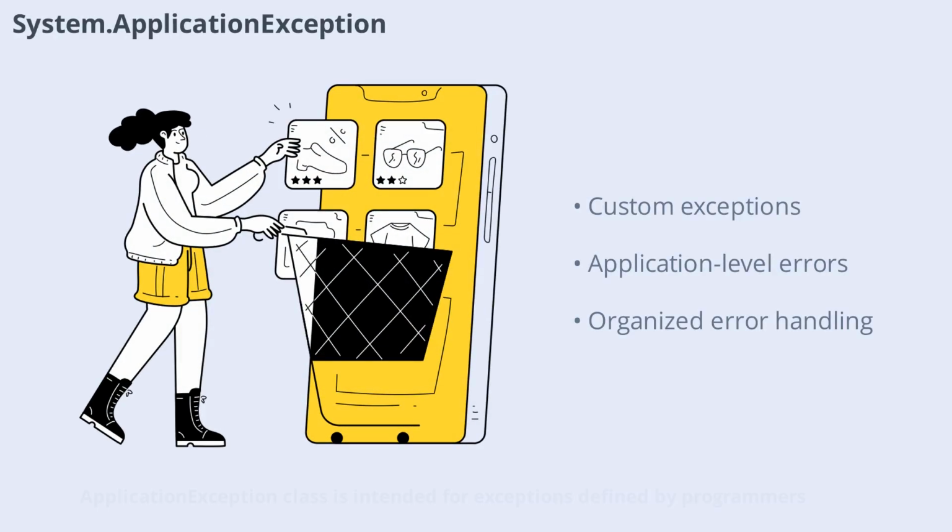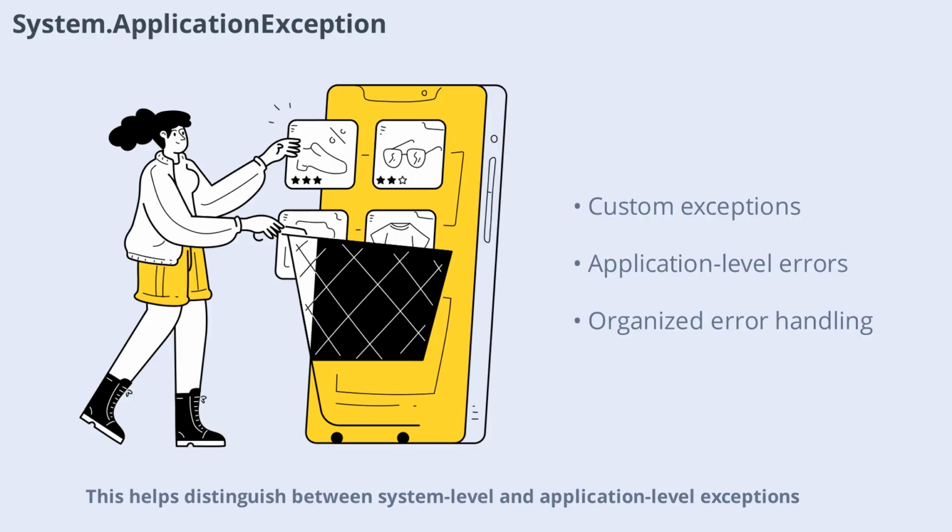The System.ApplicationException class is intended for exceptions defined by programmers. If you create your own custom exceptions for specific application errors, they should derive from this class. This helps distinguish between system-level and application-level exceptions, making your error handling more organized and maintainable.